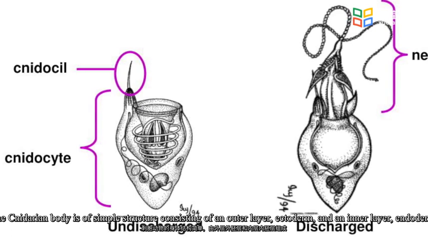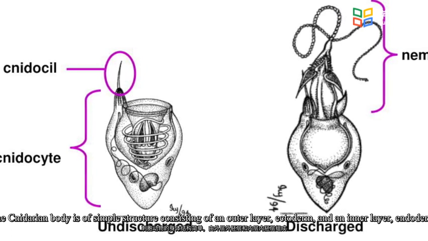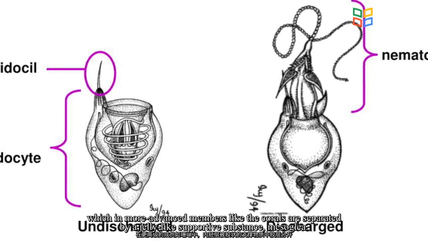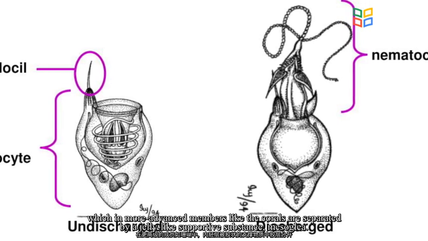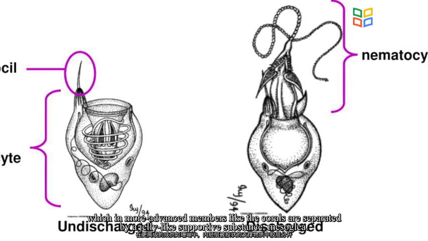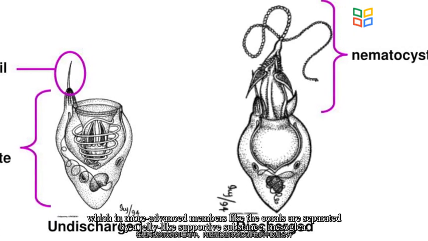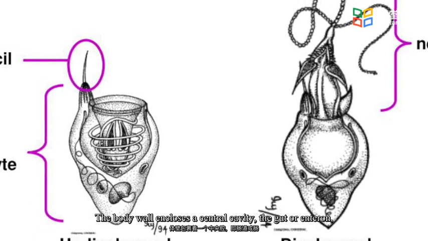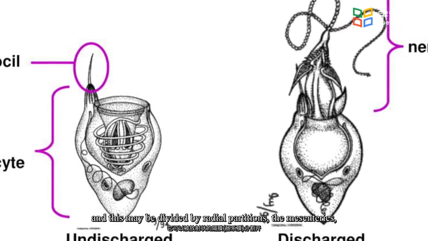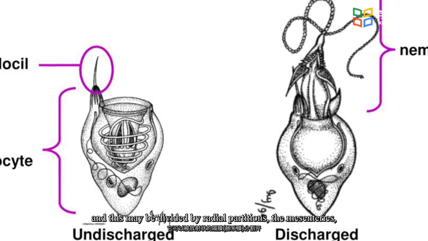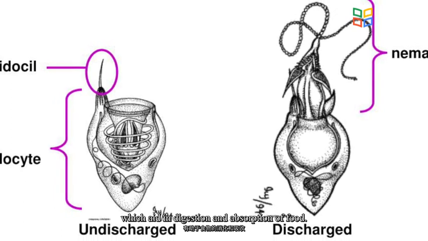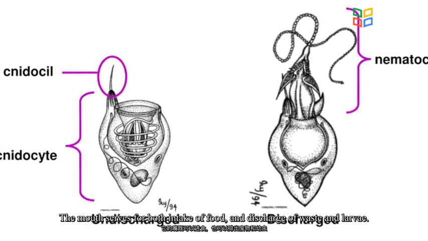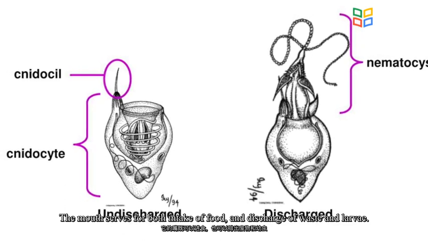The cnidarian body is of simple structure, consisting of an outer layer, ectoderm, and an inner layer, endoderm, which in more advanced members, like the corals, are separated by a jelly-like supportive substance, mesoglea. The body wall encloses a central cavity, the gut or enteron, and this may be divided by radial partitions, the mesenteries, which aid in digestion and absorption of food. The mouth serves for both intake of food and discharge of waste and larvae.